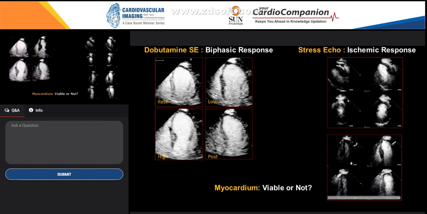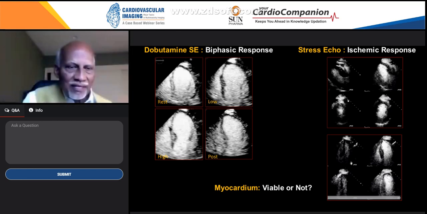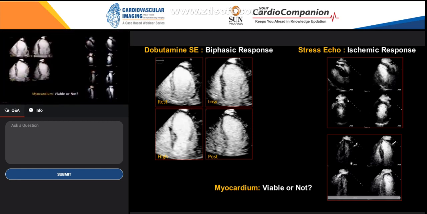Okay. Oh, I see. So there is viability. Why do you say that? Compared to the baseline and the LV apex and all that, I think it seems to contract. So the low dose improves the LV apex, and then the high dose kills it. Yes, and then it recovers.